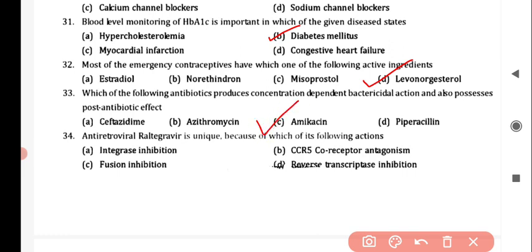Next question is, antiretroviral raltegravir is unique because of which of the following actions? And the correct answer is option A, integrase inhibition.